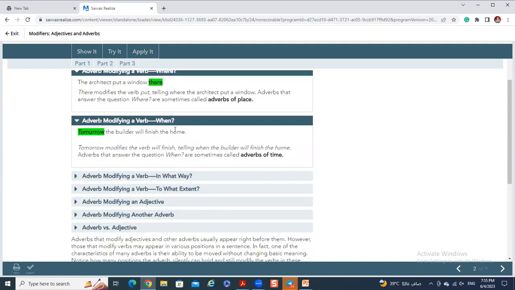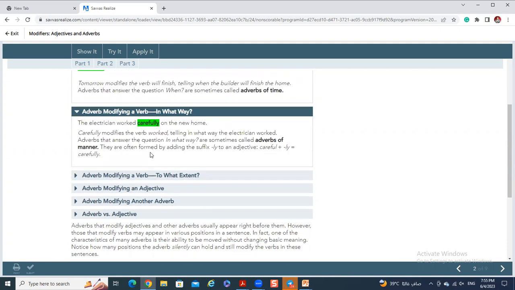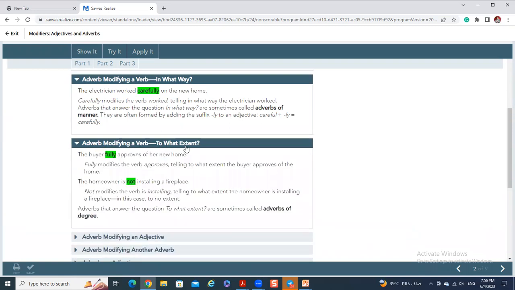Also when. Tomorrow, the builder will finish the home. Tomorrow is an adverb that modifies will finish. Again, as a verb modifier, in what way? Most of the in-what-way adverbs end with ly. The electrician worked carefully in the new home. So carefully modifies worked. To what extent? The buyer fully approves of her new home. Fully modifies approves.